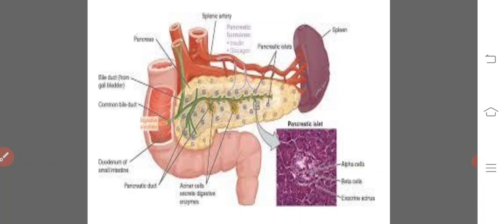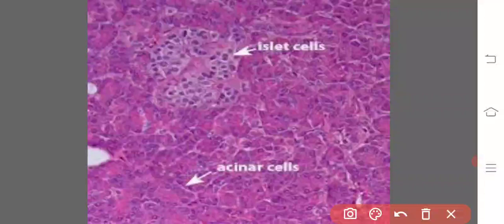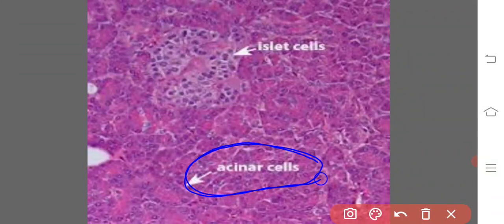That is, inside the pancreas, some portion deals with the exocrine functions by secreting appropriate enzymes for the digestion of different food material. In the same gland, there is an endocrine portion that secretes different kinds of hormones to regulate different metabolic activities. Here, if you see the section of the pancreas, there are certain cells which are called the acinar cells.